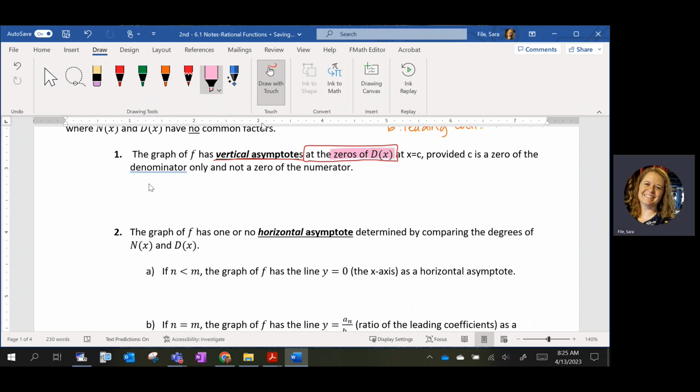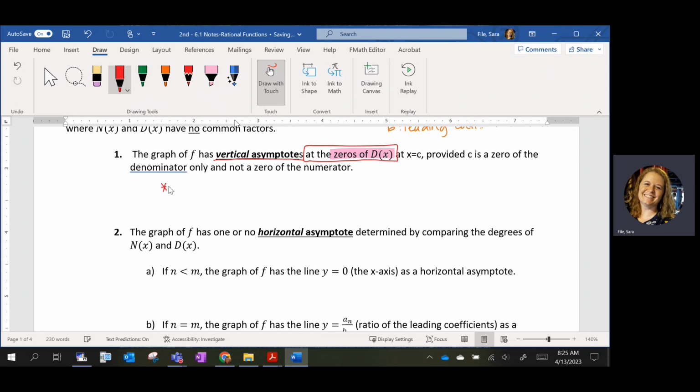So anything that makes the denominator equal to 0, that's going to be a break in your domain. So it's most likely going to be a vertical asymptote, but it could be a hole, which we're going to talk about in a little bit. Okay, but whatever value would make your denominator 0, there's going to be a hole or a vertical asymptote there.